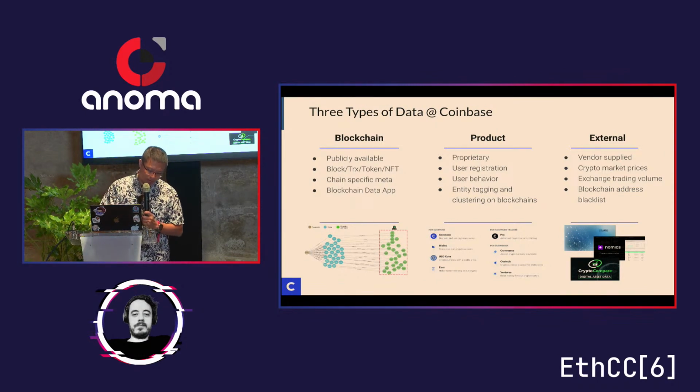Product data is proprietary. Some of the data is user generated and some of it is user behavior. We use that to give users a better application experience. External data is interesting. It's vendor supplied because no one has all the data. We have to source some of the data from outside, from vendors. For example, we get some of the price data from outside. We also get some of the exchange trading volume from outside for analytical purposes.